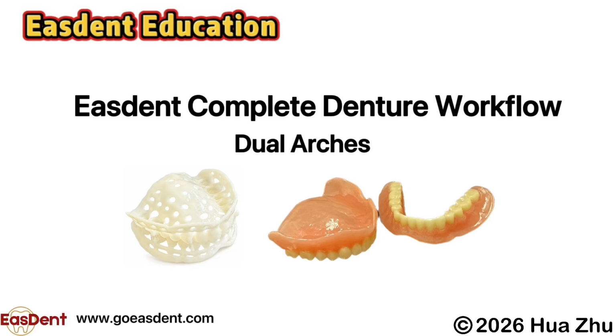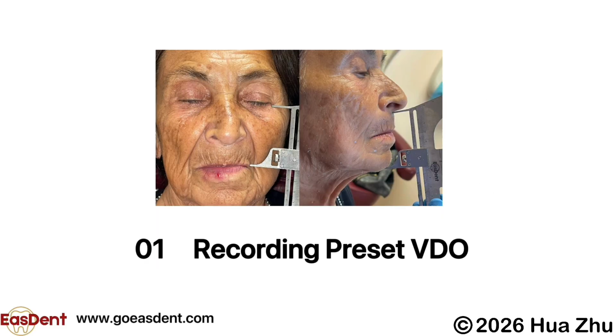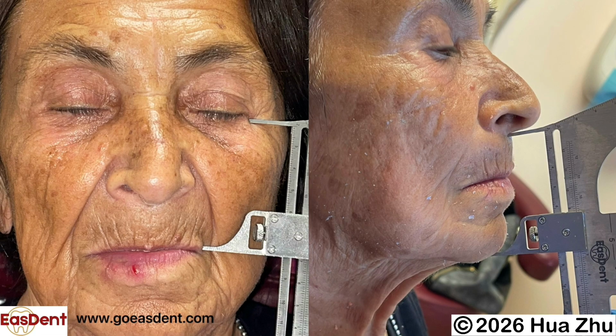Easdent Complete Denture Workflow. Recording preset VDO. For most Class 1 patients, the distance from the outer canthus of the eye to the commissure of the lips equals the distance from the lower border of the septum of the nose to the lower border of the chin when the patient's jaws are in centric relation and VDO.